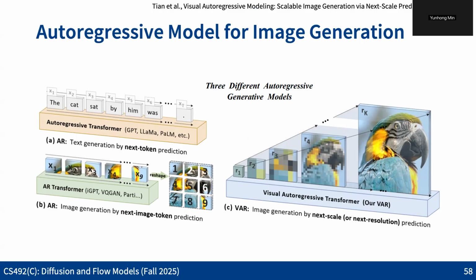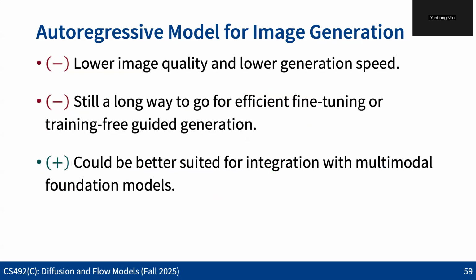So there are also lots of ideas in terms of applying autoregressive models to image generation. The good and bad things for image generation with the autoregressive model for now is that the quality is still not the best. If we only care about the quality of the outputs, for now it is still best to use diffusion and flow models.